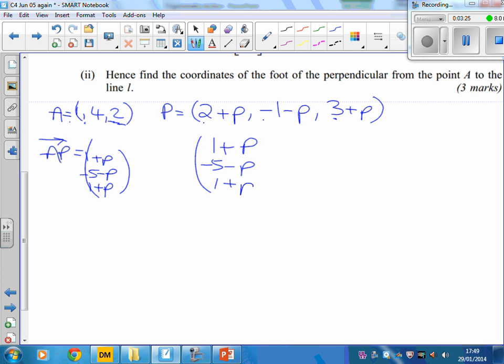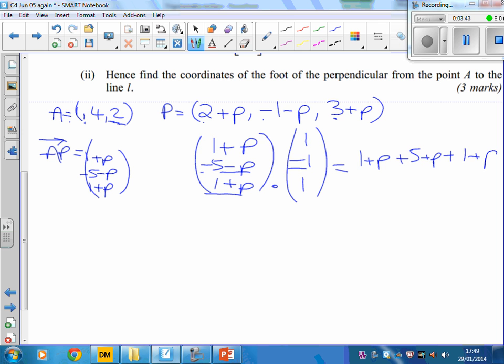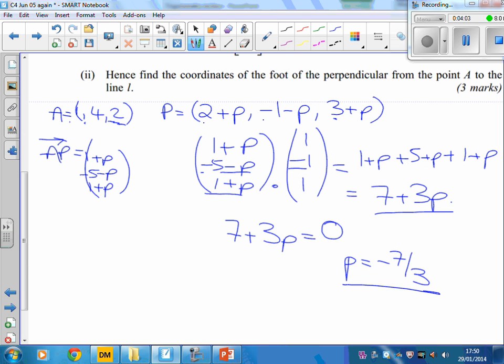Here's what I just decided that is. The direction of the line was (1, -1, 1). So we're going to get 1 plus P, minus 1 times this, so it's just plus both of those, and then one of these, 1 plus P, which gives us 7 plus 3p, as they said it would be. The perpendiculars meet at 90 degrees. 90 degrees has a cos of 0, and a cos of 0 means the dot product that we just did is going to be 0. So take away 7 and divide by 3 gives us p equals minus 7 thirds.